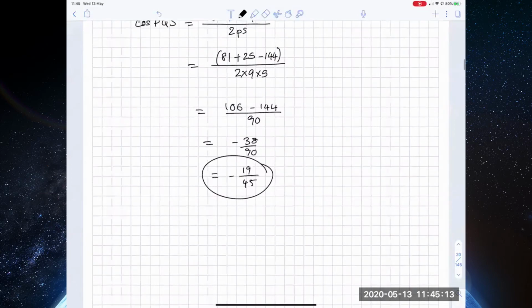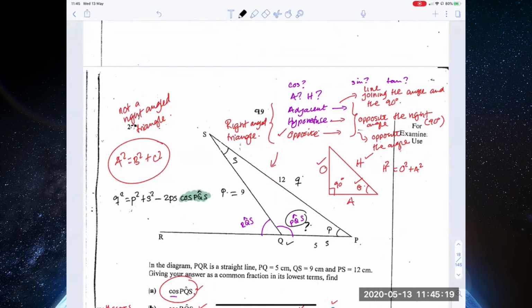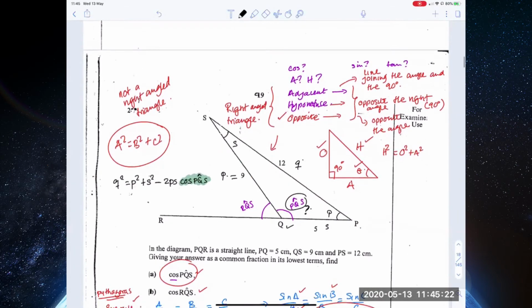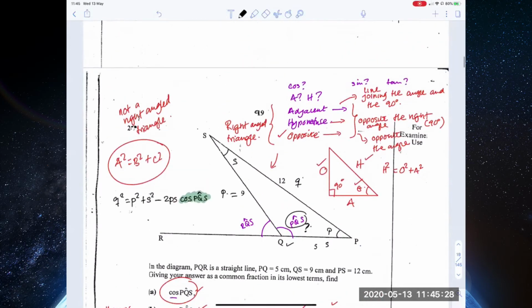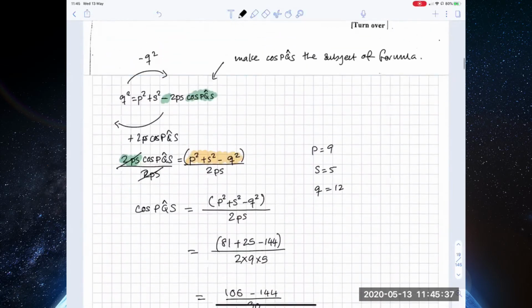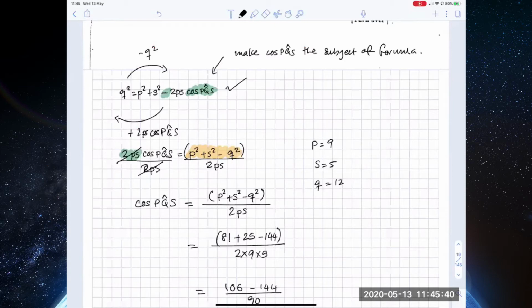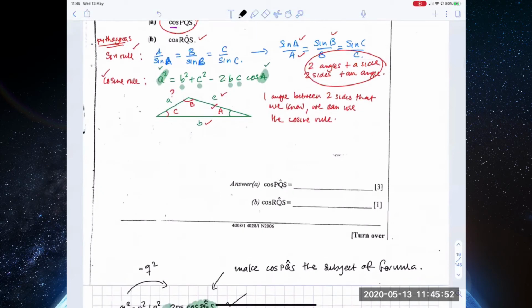So that's the answer to that one. It looks long because I've made it long, because I've been asking you all these questions, isn't it? To make you understand. But once you know what you're supposed to do, you don't have to worry about all these things that we talked about. You just go straight to the formula. And so straight from the formula, you would have been here already, and you'd have done this, and you'd have done this. So within 2-3 minutes, you'd have finished it. And so that one is minus 19 over 45.